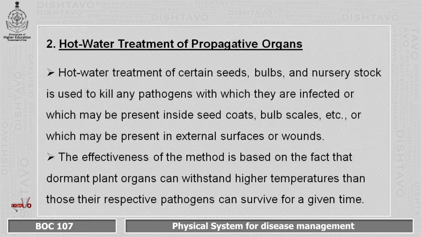Second is the hot water treatment of propagative organs. Here, hot water treatment of certain seeds, bulbs and nursery stock is used to kill any pathogen with which they are infected, or which may be present inside seed coats, bulb scales, etc., or which may be present on the external surface or in wounds. The effectiveness of the method is based on the fact that dormant plant organs can withstand high temperatures better than their respective pathogens can survive for a given time.